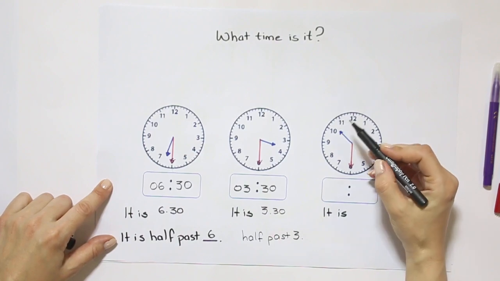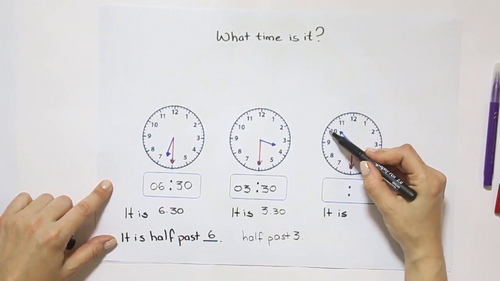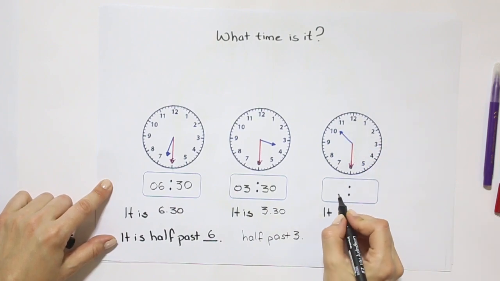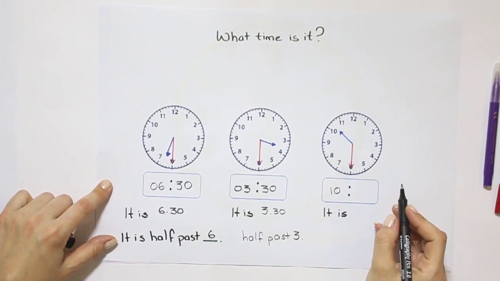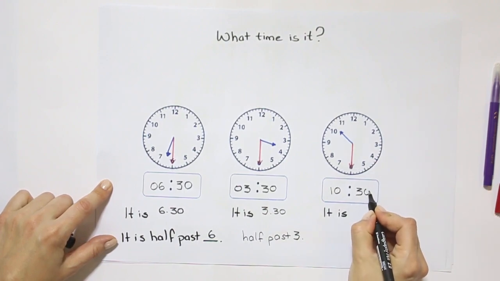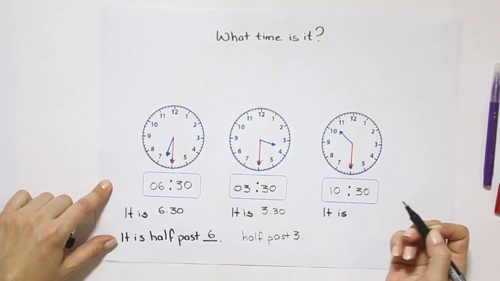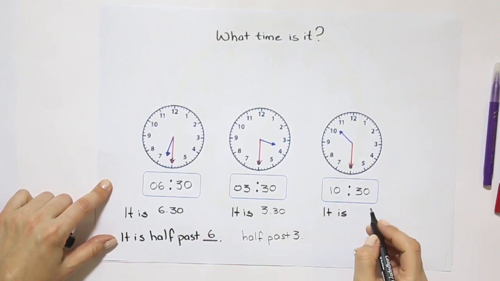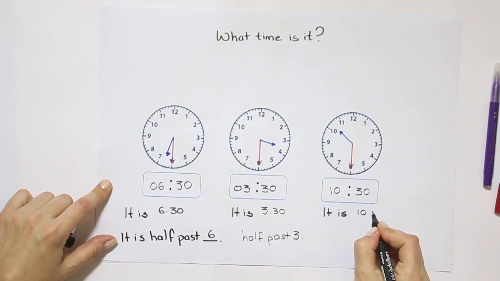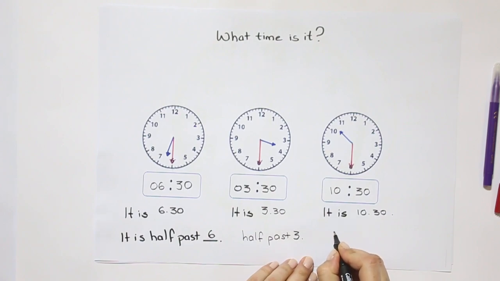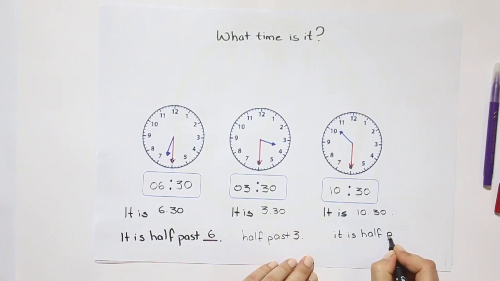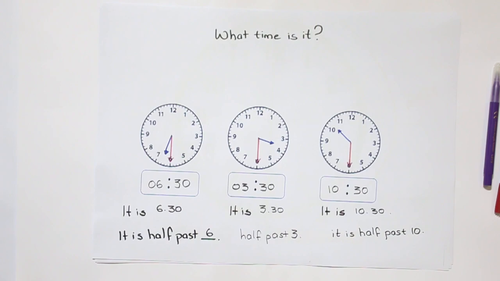The hour hand is pointing between 10 and 11, so we know the hour is 10. The minute hand is pointing to 6. We know that means 30 minutes. So, what time is it? It is 10:30. We can also say it is 10:30. Good job.